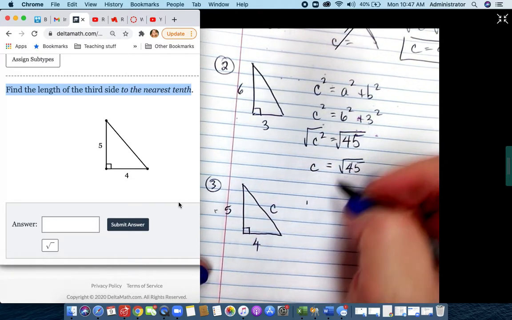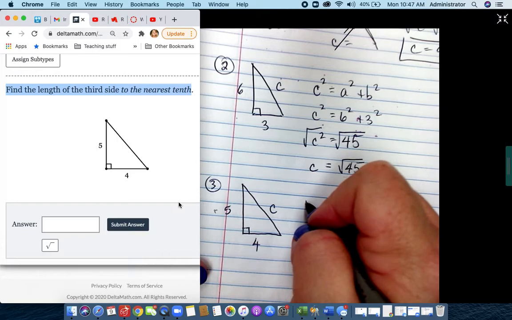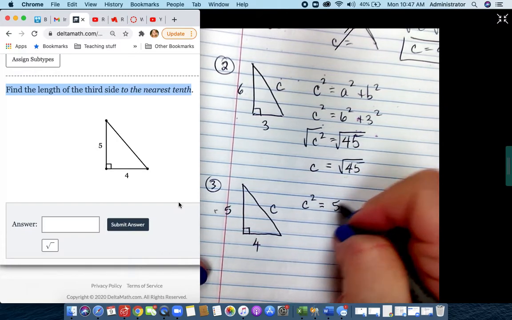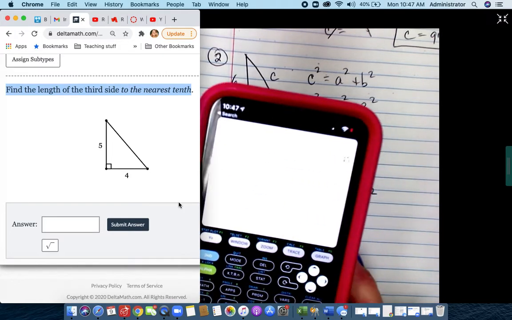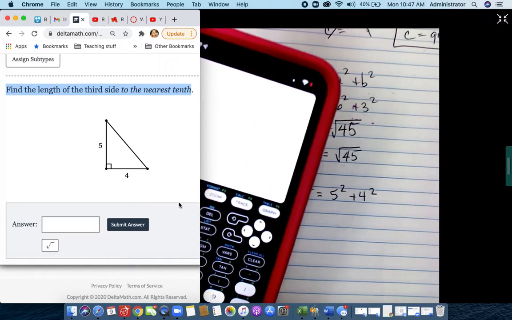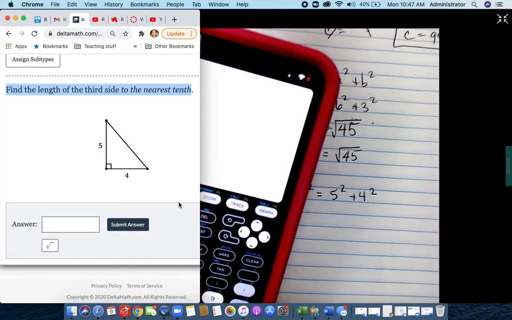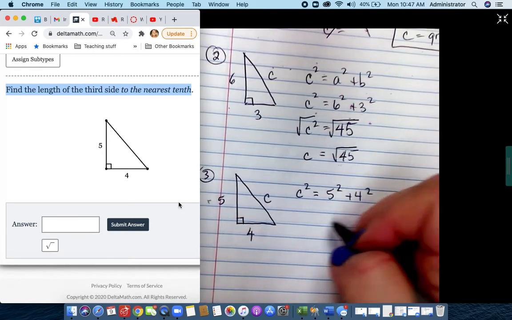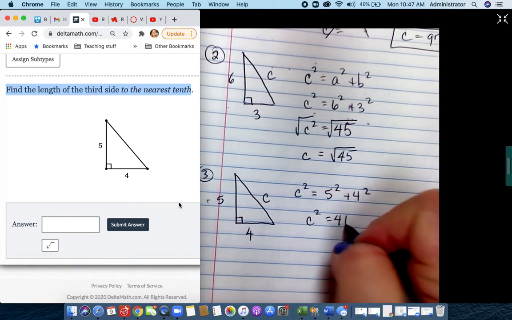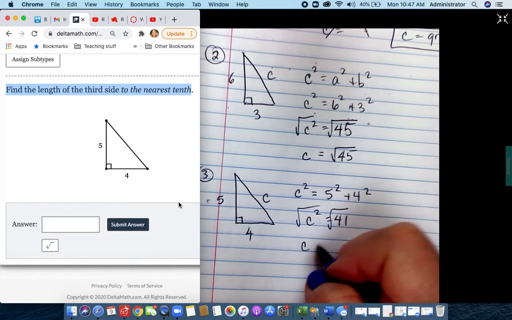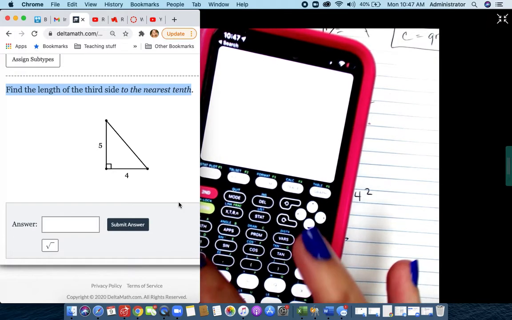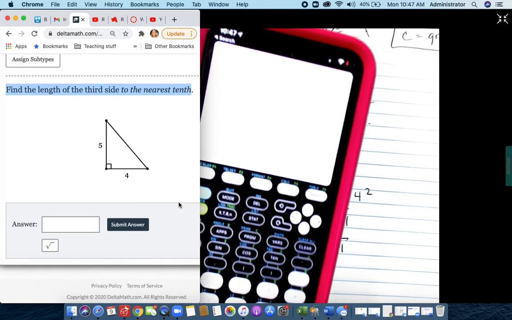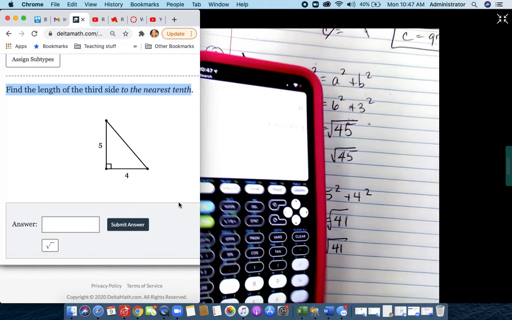Again, I'm trying to find my hypotenuse C. So C squared will equal 5 squared plus 4 squared. When I type that in, 5 squared plus 4 squared is 41. When I take the square root of both sides, I get the square root of 41. And if I were to type in square root of 41, we would notice it is not a perfect square. We get a decimal value.